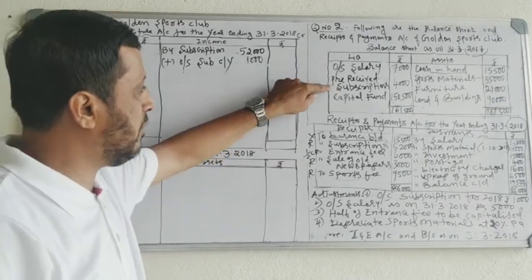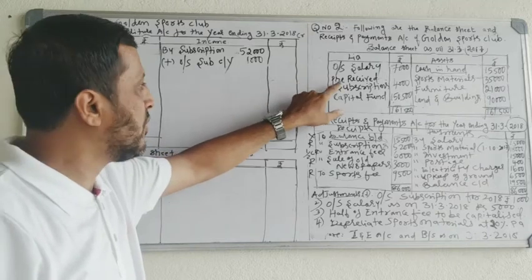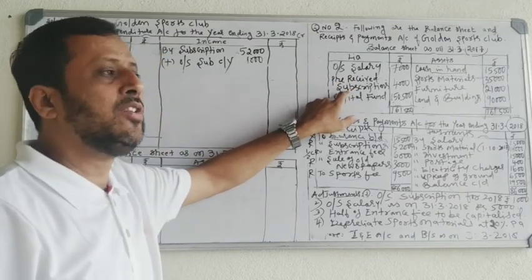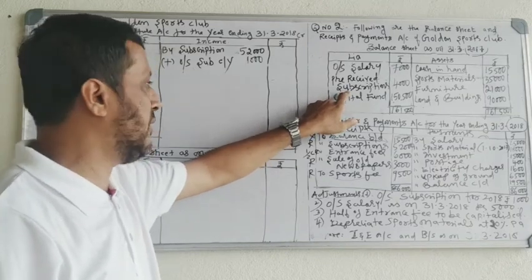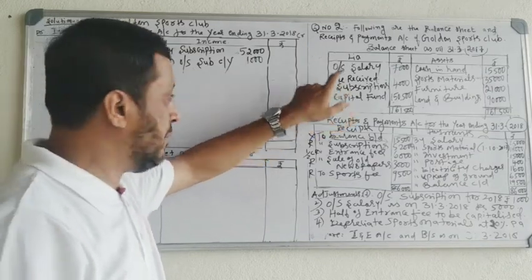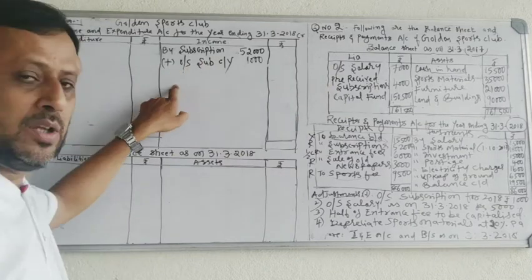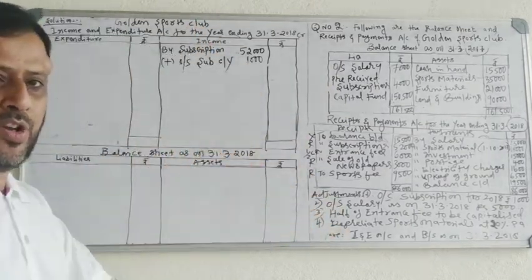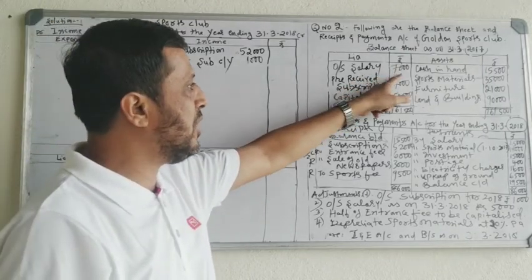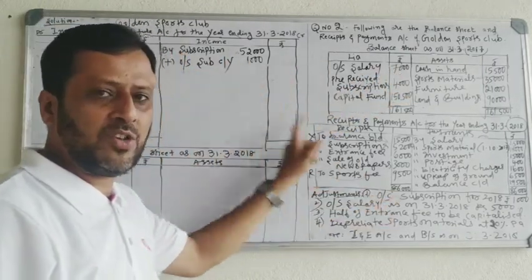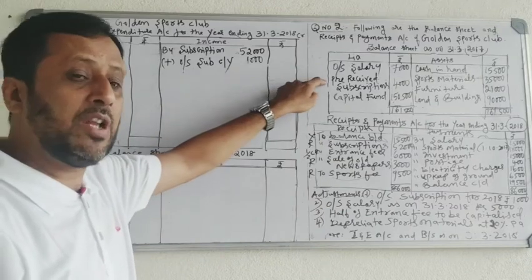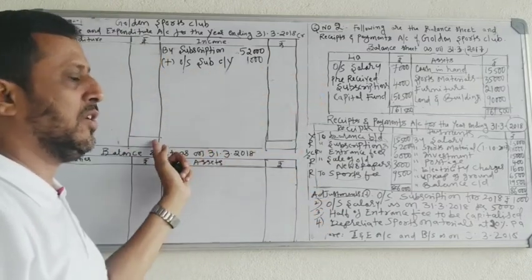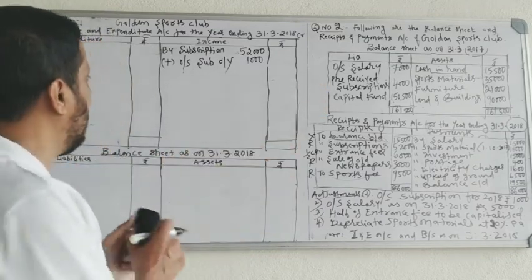It will be on the liability side of the balance sheet. See, received in advance, pre-received subscription means subscription received in advance. Pre-received item given in the balance sheet, you have to add. Pre-received item given in the adjustment, you have to minus. Opposite treatment. Outstanding given in balance sheet minus, outstanding given in adjustment, add. Pre-received given in balance sheet, add. Pre-received given in adjustment, minus.